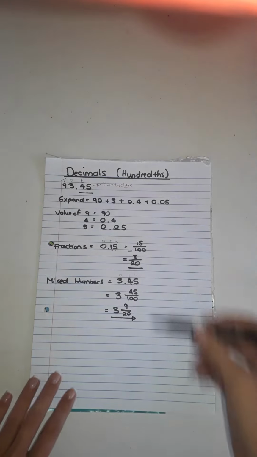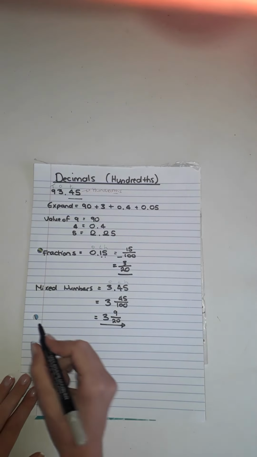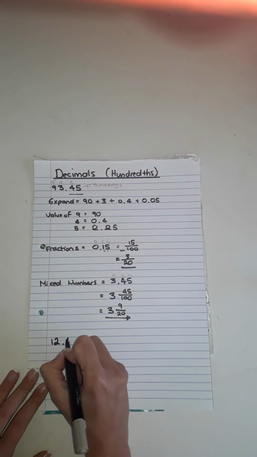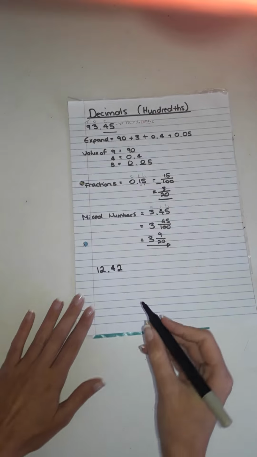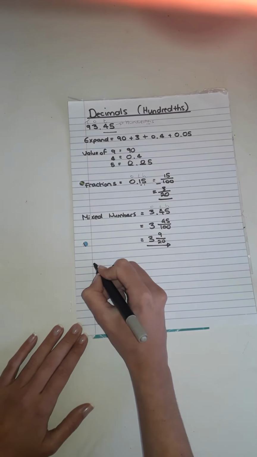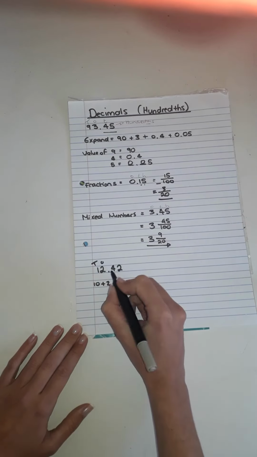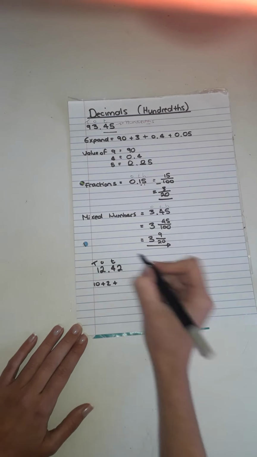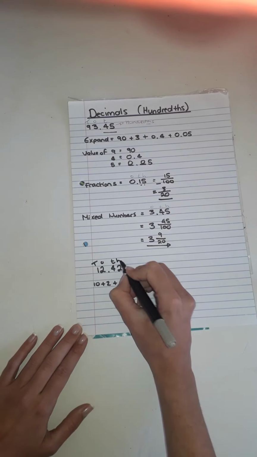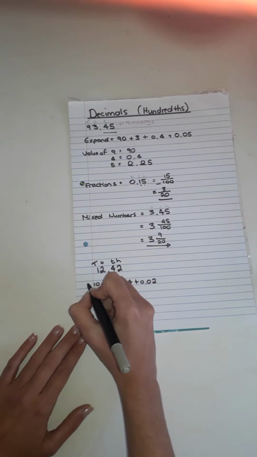So I'm going to do one more example of each of them just to make sure we understand clearly. If I have 12.42, I can expand this by saying I have 10 plus 2, because I have 1 ten and 2 in the ones, plus in my tenths place I have 4, so 0.4, plus in my hundredths place I have 2, 0.02. So I can expand it.